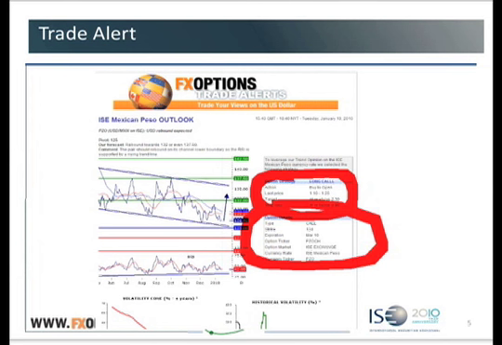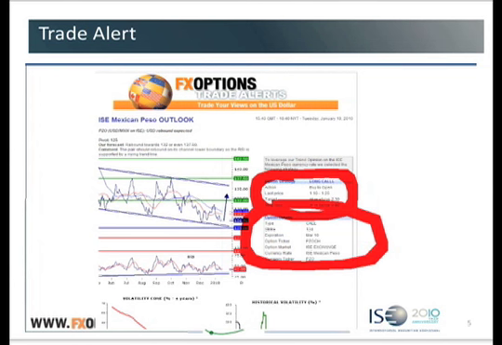Just at the left of the document, we have the technical analysis of the underlying. The underlying there is the Mexican peso with the ticker code PZO. And we also have a technical indicator, the RSI. And that's it. We also have the volatility cone and historical volatility just below. So this is the trade alert, the FX option trade alert.